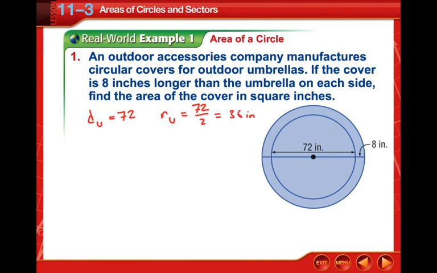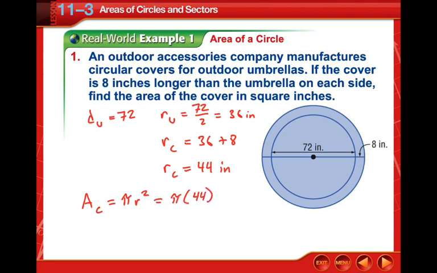So now that we know that, we also have the 8 inches that's being added on. So we need to add on, for the radius of the cover, that's going to be the 36 plus the 8 inches on the right side. So that's going to get us a radius of the cover of 44 inches. Now that we have the radius, we can go ahead and find the area. So the area of the circle is equal to pi times the radius squared, or pi times 44 squared.